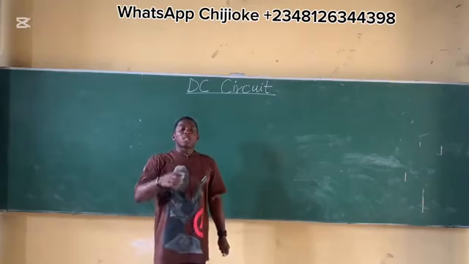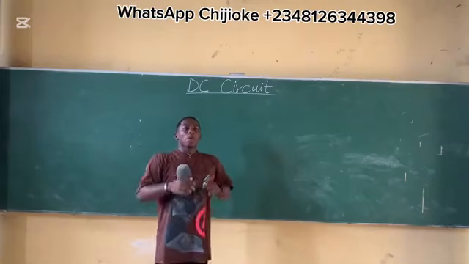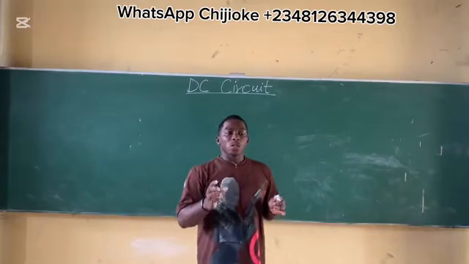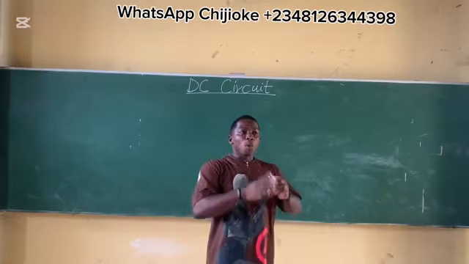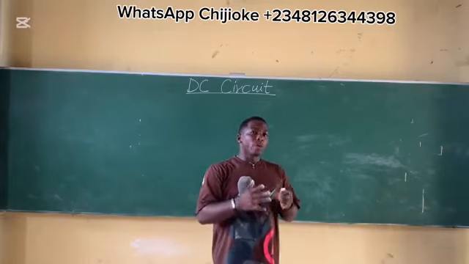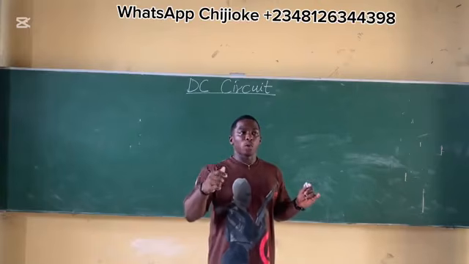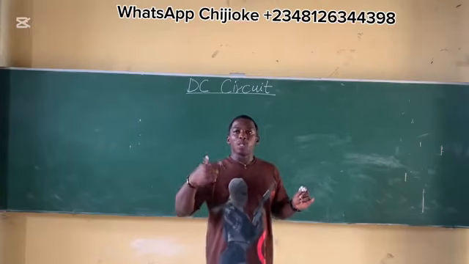Alright. Now, what is an open circuit? An open circuit is a circuit where there is no flow of current. It means the power source has been disconnected. There is no flow of current. It means the switch is off or is open. That's what we call an open circuit.